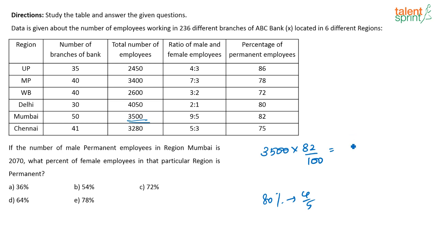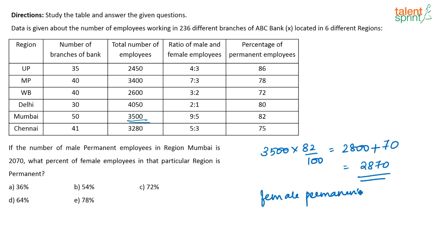So 82% will be 2,800 plus that extra 2%. 2% is 70. So it is 2,870. That is 82% of 3,500. And totally there are 2,870 employees who are permanent, out of which 2,070 are male. So how many female employees are permanent?